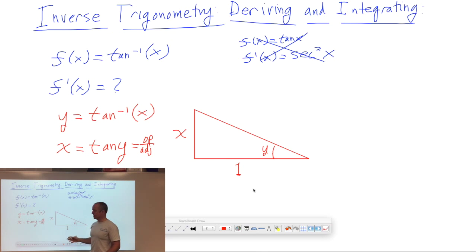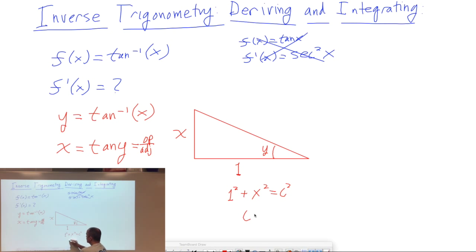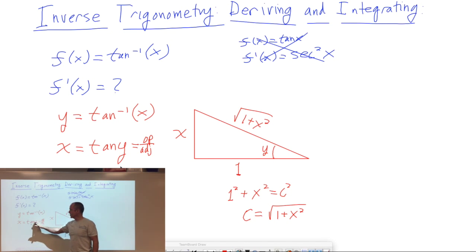I'm going to go ahead and find the hypotenuse of this triangle now. I'm going to use the Pythagorean theorem. a squared plus b squared equals c squared. Here that means 1 squared plus x squared equals c squared. That means c must be the square root of 1 plus x squared. Okay, so here's everything we know about a triangle somewhere in the world where the tangent of an angle called y is equal to x. That's really all we need to know.